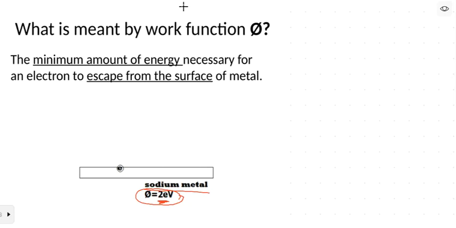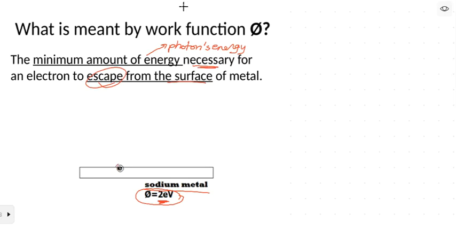Work function is the minimum amount of energy. When we say minimum amount of energy, we mean by this energy, photon's energy. So the minimum amount of photon energy needed or necessary for an electron to escape or to be removed from the surface of metal. Let me understand more.